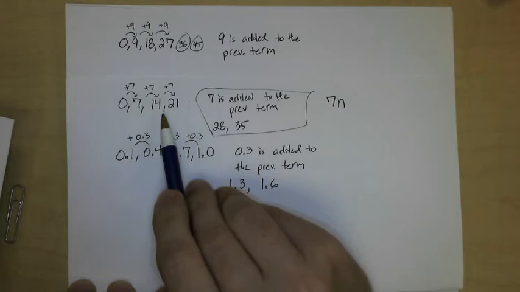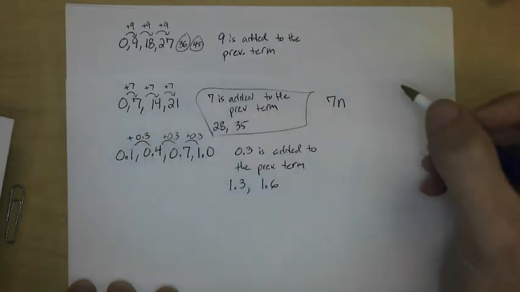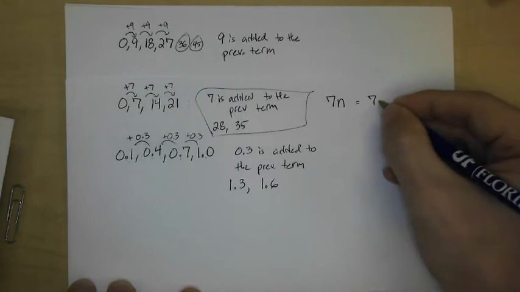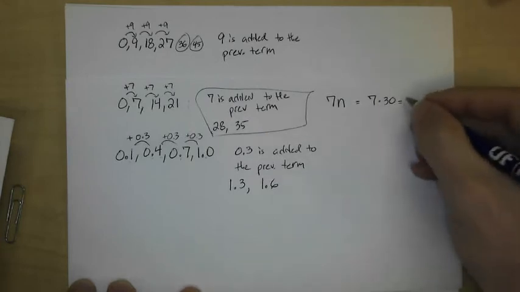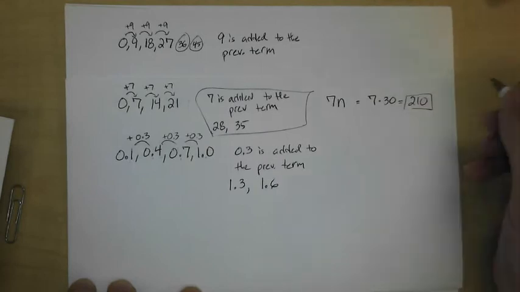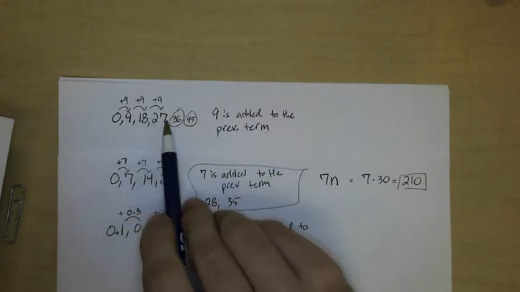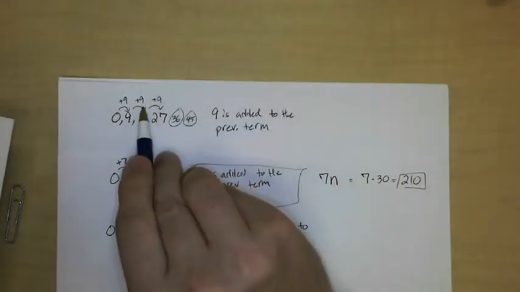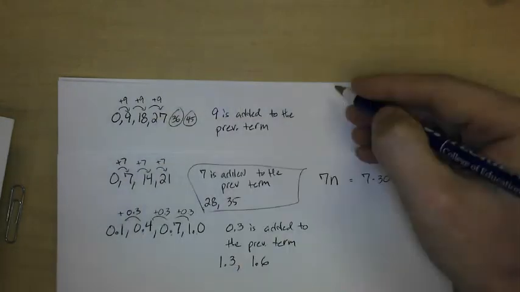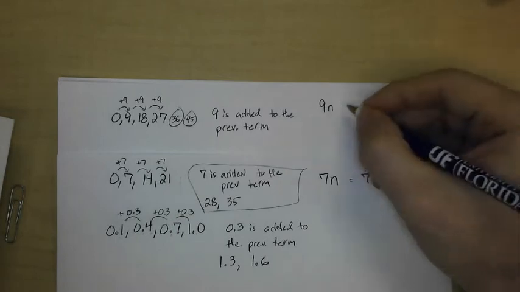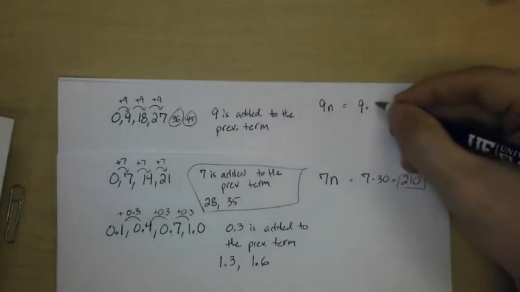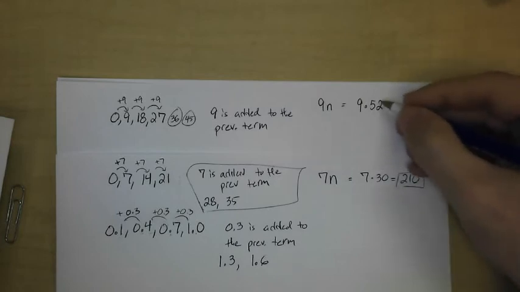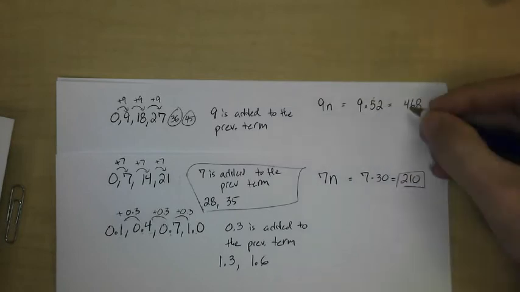So let's say I said, what's the 30th term? You would throw in there 30, and we would say 7 times 30, and that would equal 210. Let's take a look up here. If I said, what is the 52nd term? In this case, it's 9 times n. Here it was 7 times n because it's going up by 7. 9 times n. And I think I said 52nd. So you would do 9 times 52. And when we multiply that out, we end up with 468.